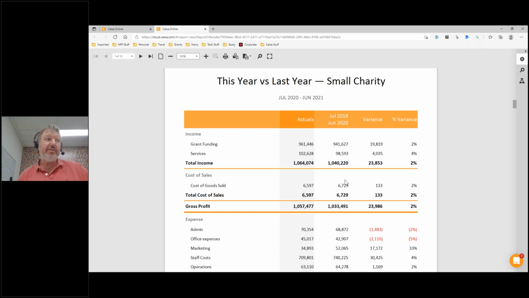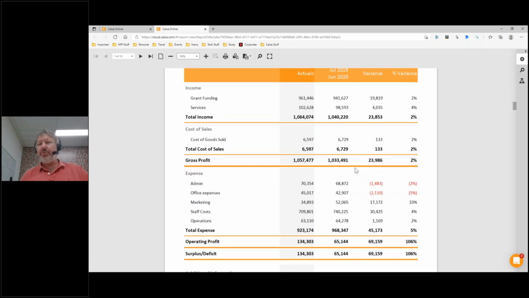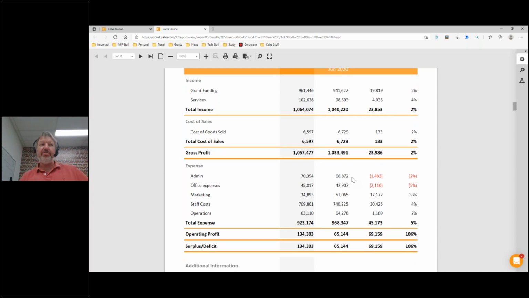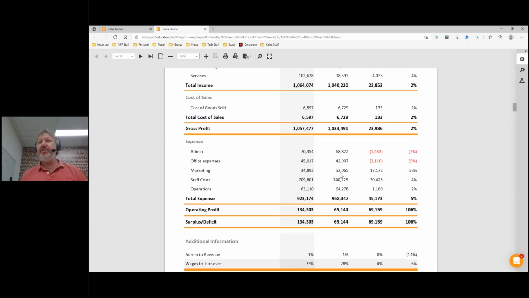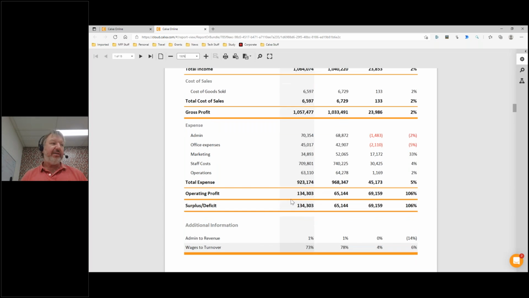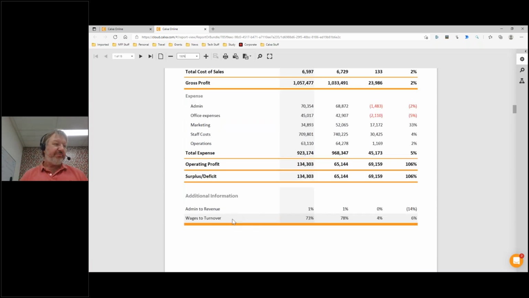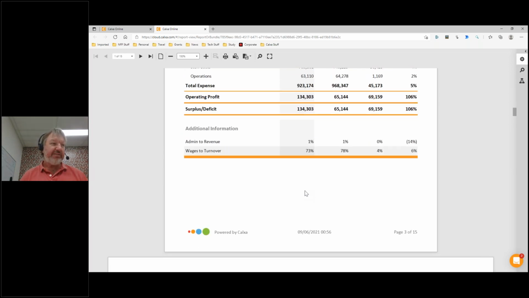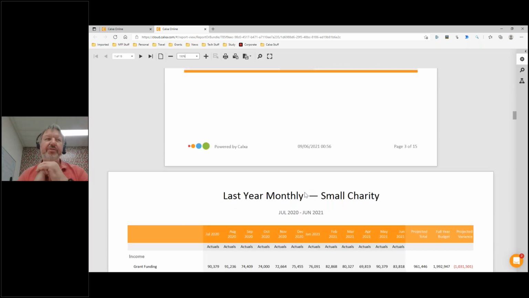We do have options where you can highlight rows that have a variance of more than a particular percentage or a dollar amount, again to bring attention to the person who is at risk of being lost in the detail. And again, I've got some different KPIs on there, admin to revenue, wages to turnover. So you can, again, review those.